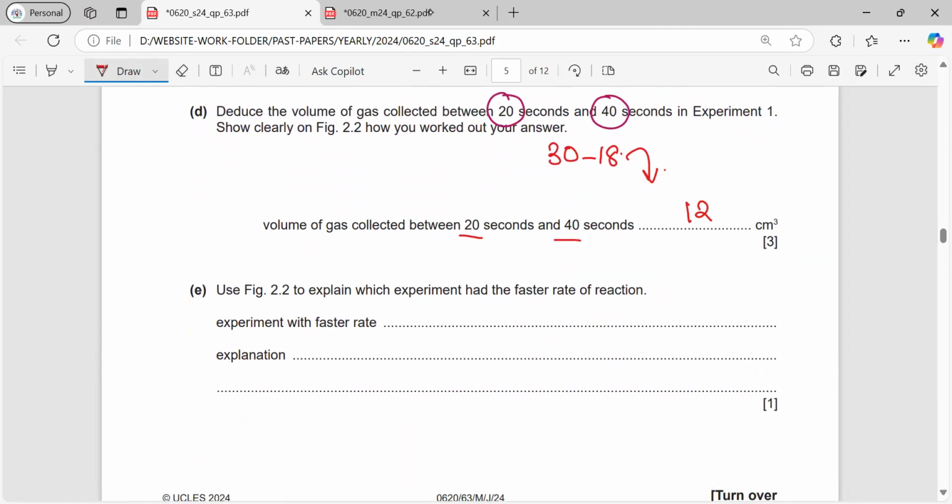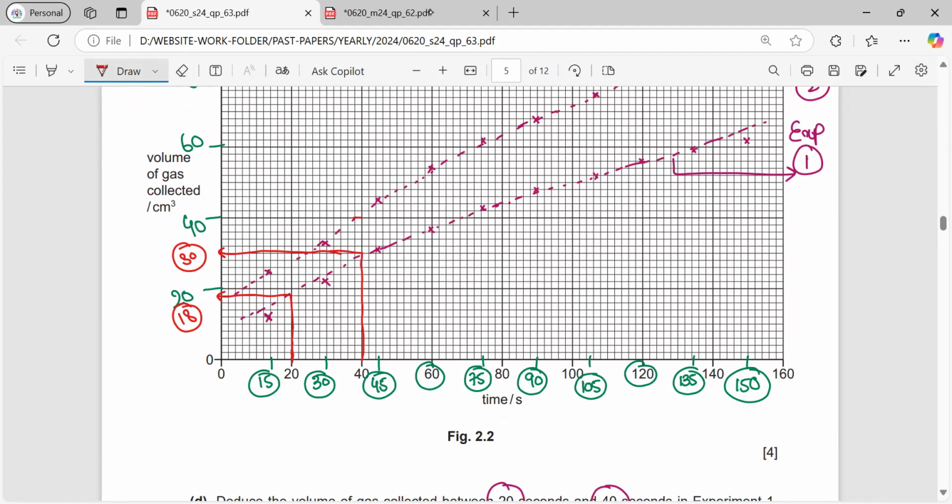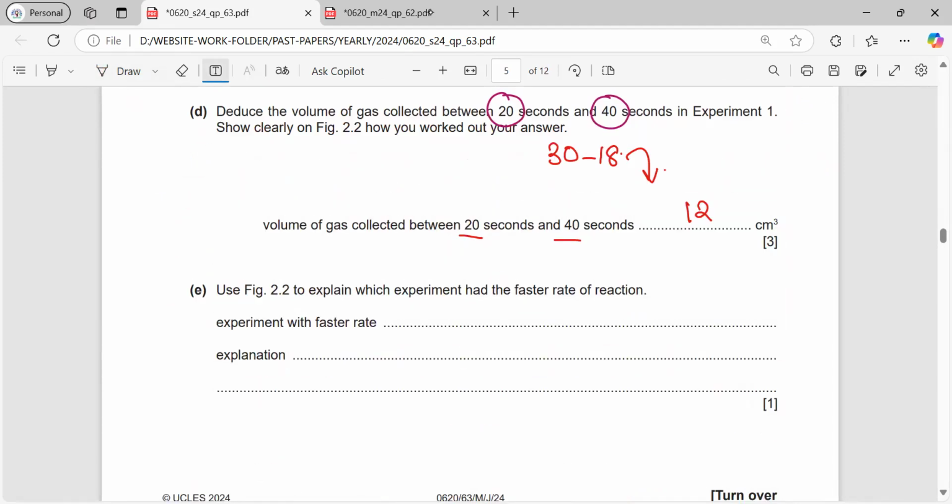Show it very clearly. The next question, use figure 2.2 to explain which experiment has the faster rate of reaction. As you can see in the graph, the one which is steeper has the faster rate. The steeper graph is of experiment 2, so experiment 2 has the faster rate. The explanation will be because the line is steeper.